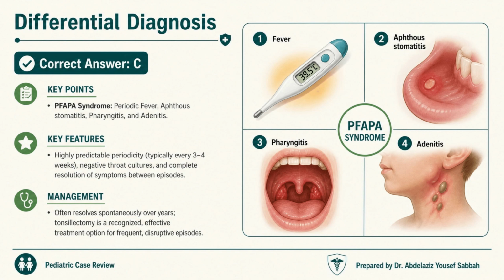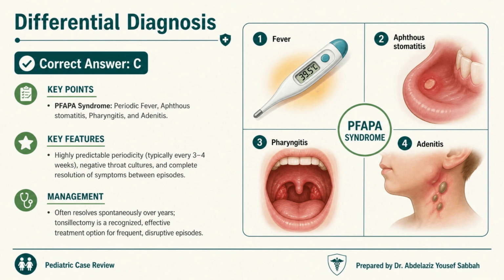The hallmark of PFAPA is its striking periodicity. Parents can often predict the exact day the next fever will start. The negative throat cultures rule out recurrent group A strep. While cyclic neutropenia can present similarly, PFAPA is more common and features this specific constellation of symptoms. Tonsillectomy is actually a very effective treatment for PFAPA and is considered a modifying factor in the guidelines.